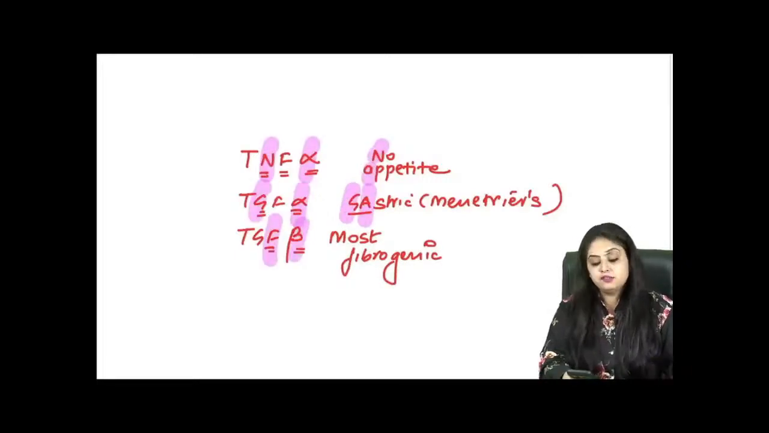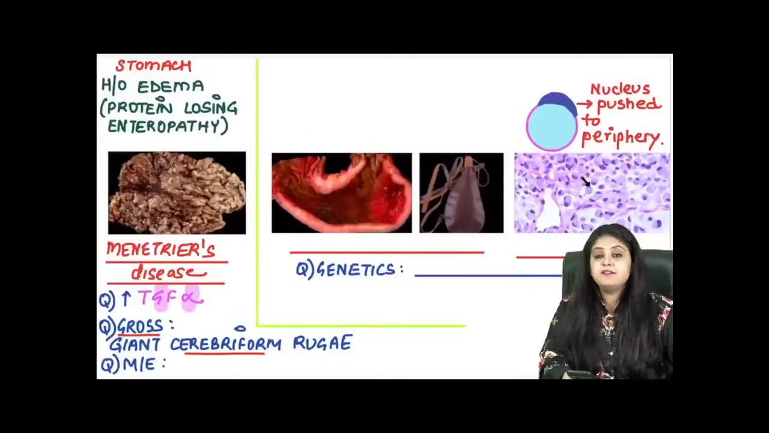Options: TNF alpha increases, TGF alpha increases, TGF beta increases. What will you write, out of so many alpha betas? It is an increase in TGF alpha. Before I proceed forward, let's finish one general pathology question today.